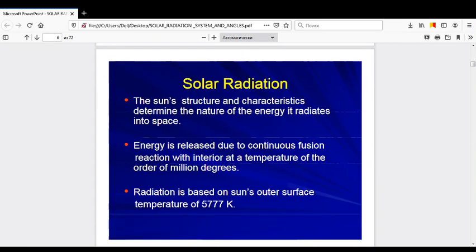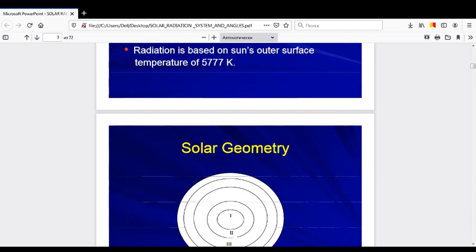Now solar radiation. The sun's structure and characteristics determine the nature of the energy it radiates into space. Energy is released due to continuous fusion reactions in the interior at a temperature of the order of million degrees. Radiation is based on the sun's outer surface temperature of 5777 Kelvin. Solar geometry.